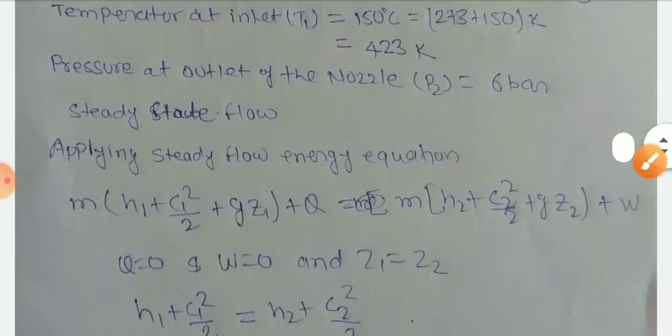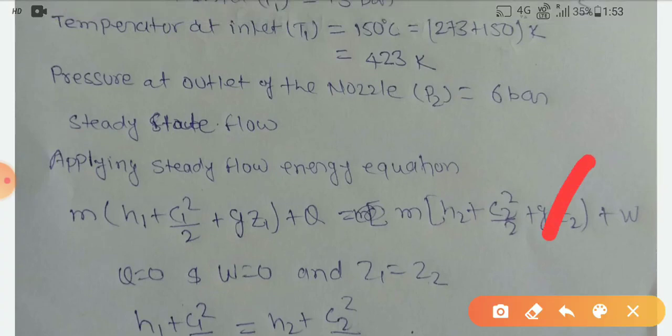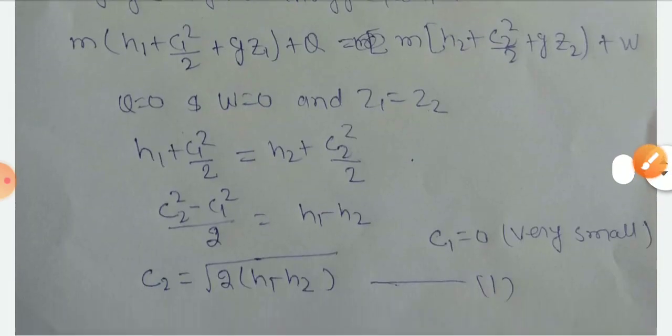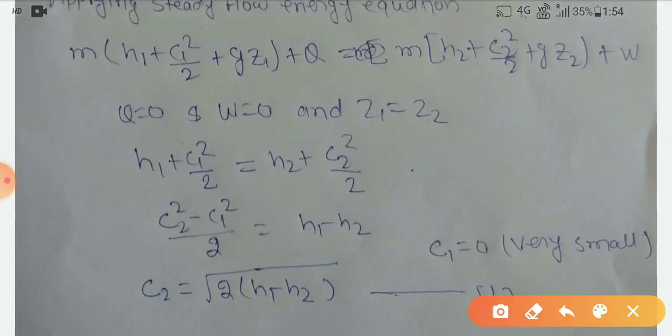So the z terms cancel in the steady flow energy equation. The process is adiabatic, so q is 0 and neglected, and I can assume no work transfer. Finally we write h1 plus c1 square by 2 equal to h2 plus c2 square by 2. Simplifying, h1 minus h2 equals (c2 square minus c1 square) by 2. Since c1 is very small, it is negligible.